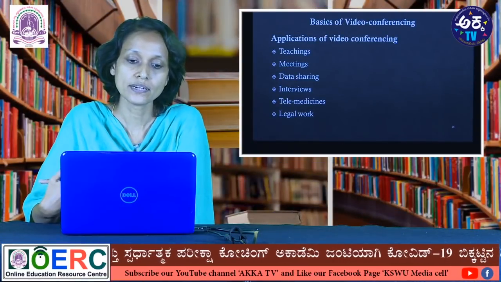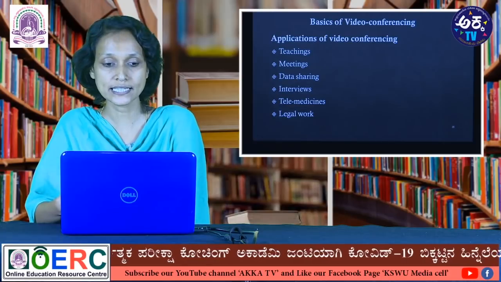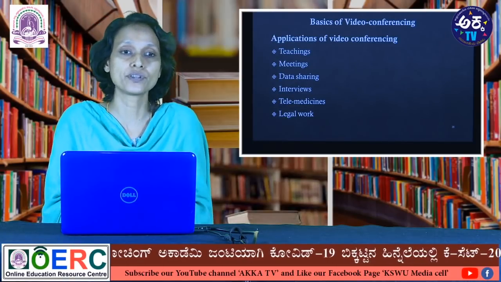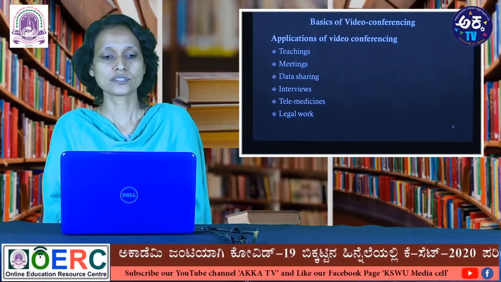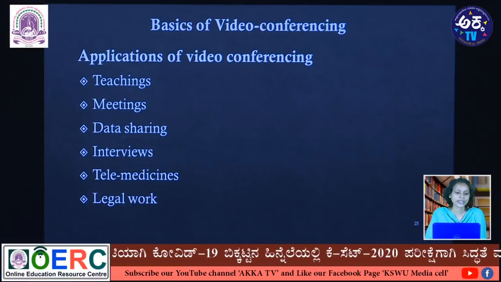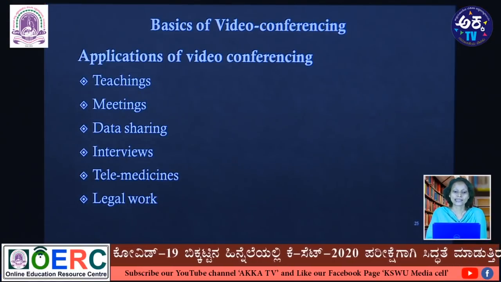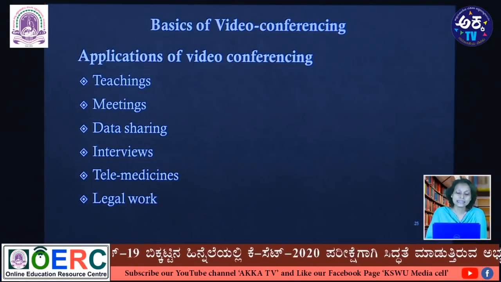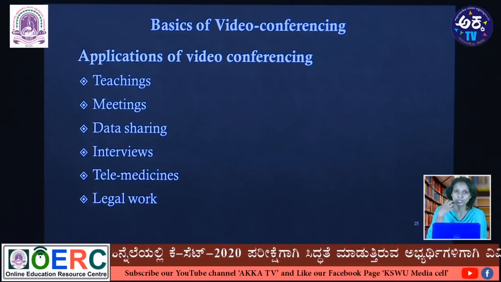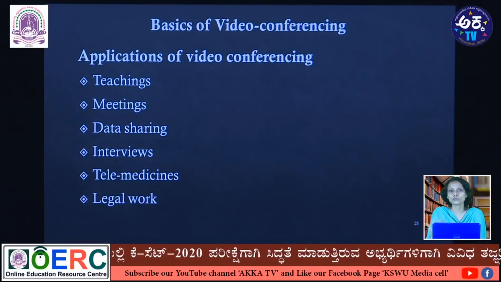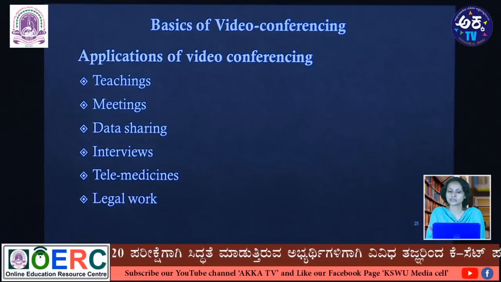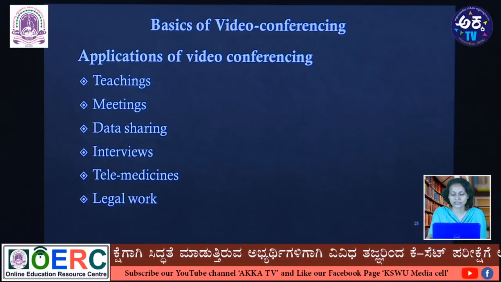And talking of the applications of the video conferencing, there are many such applications for the video conference that can be applied in the different fields. The very first is the teaching, conducting meetings, data sharing, interviews, telemedicines, legal work. There are n number of the applications wherein you just need to have the communication between two or more persons which are located at different places. Naturally, that time video conferencing comes into the play.